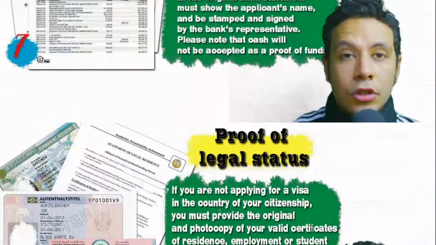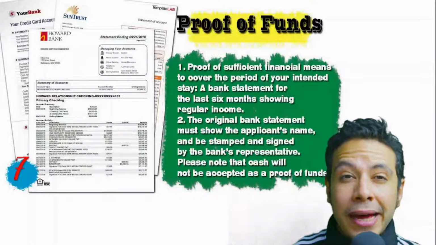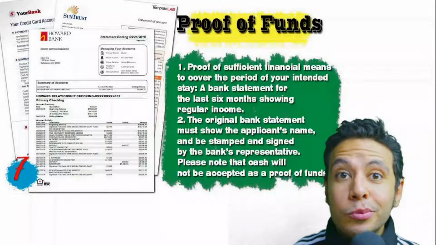You will also need to provide a proof of sufficient funds, which is a bank statement stating your balance for at least 6 months. The original bank statement must show your name and should be signed and stamped by the bank representatives. And remember that cash will not be accepted as a proof of fund.